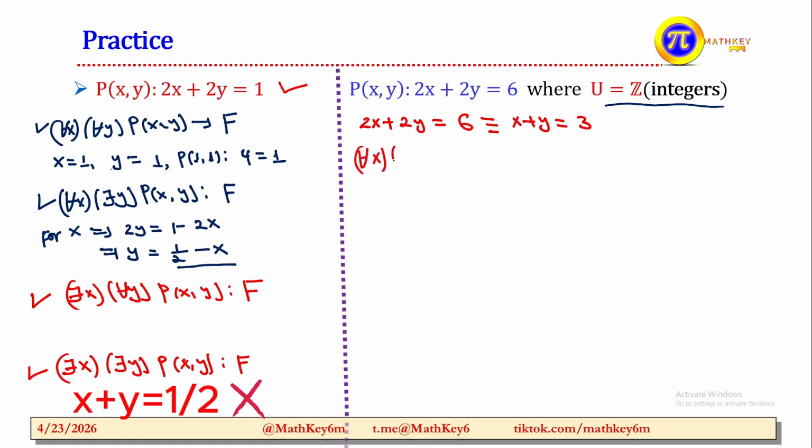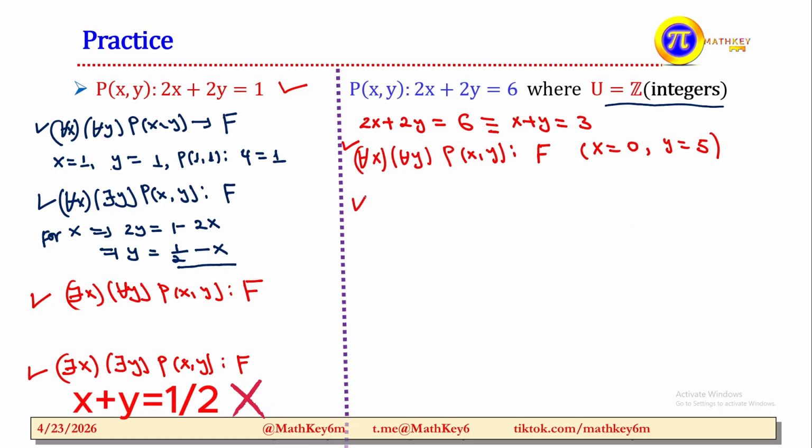For all x, for all y, p of x, y. As we said before, is it true or false? It is false. Why is it false? We can take any arbitrary x and y, since it says for all x, for all y. Let's take x equal to 0 and y equal to 5, an arbitrary sample. In this case 0 plus 10 equals 10, and 10 is not equal to 6, so it is false.